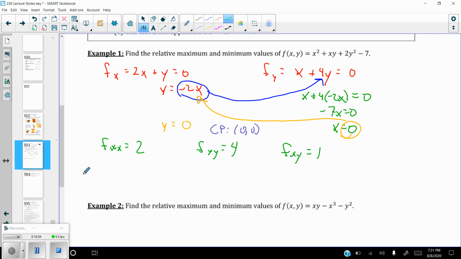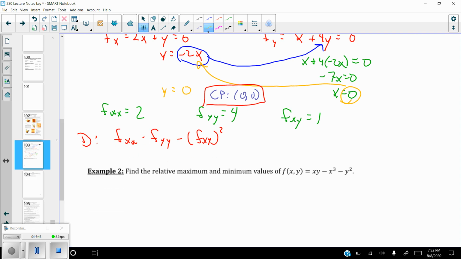So in our D, we're going to take fxx times fyy minus fxy squared. And technically what we're supposed to do is plug in our critical point, but there are no variables in our fxx, fyy, and fxy. That will not always be the case. It just happened to be that they all worked out to be constants here. There's no variables in this case, so I really just have to figure out the D part.